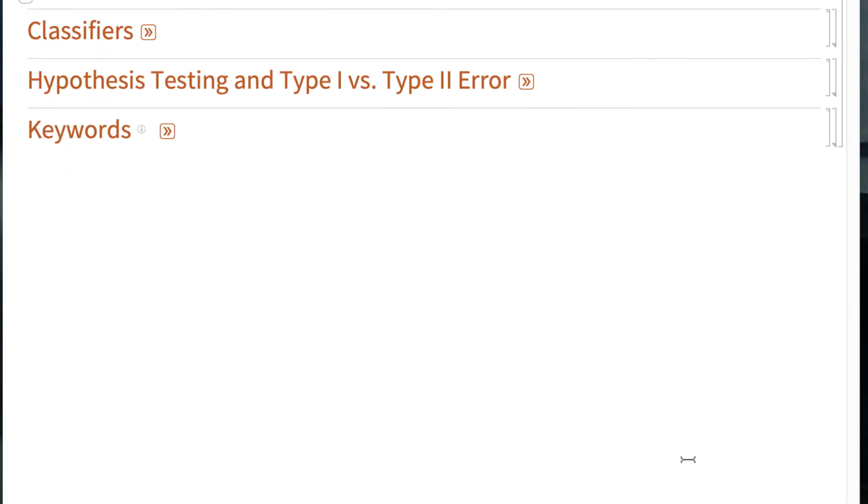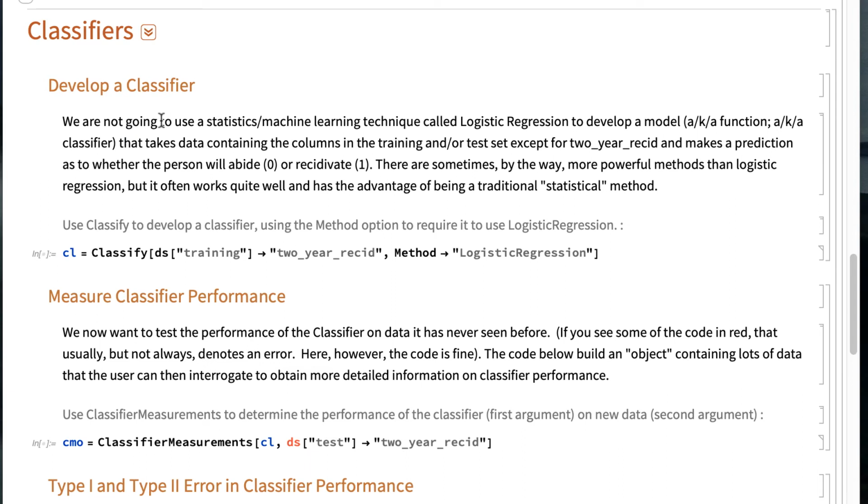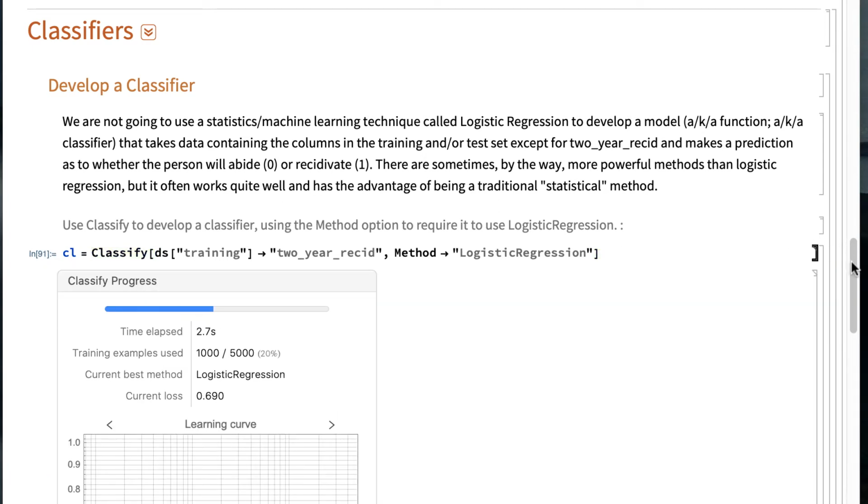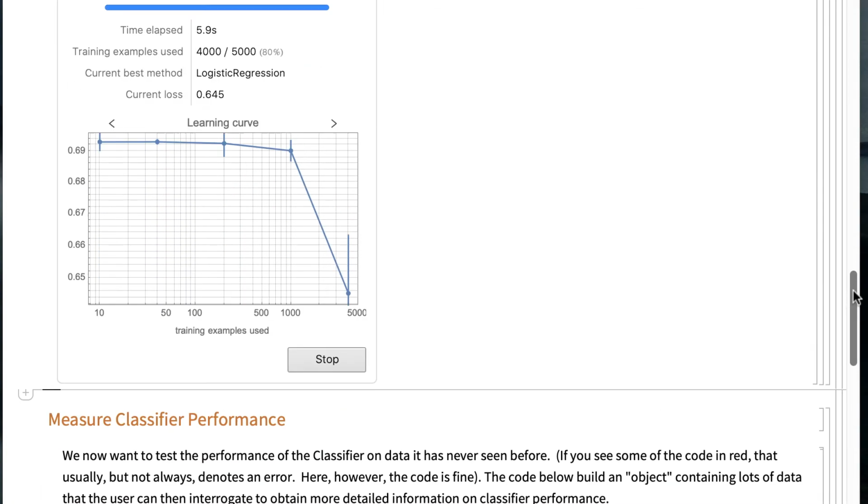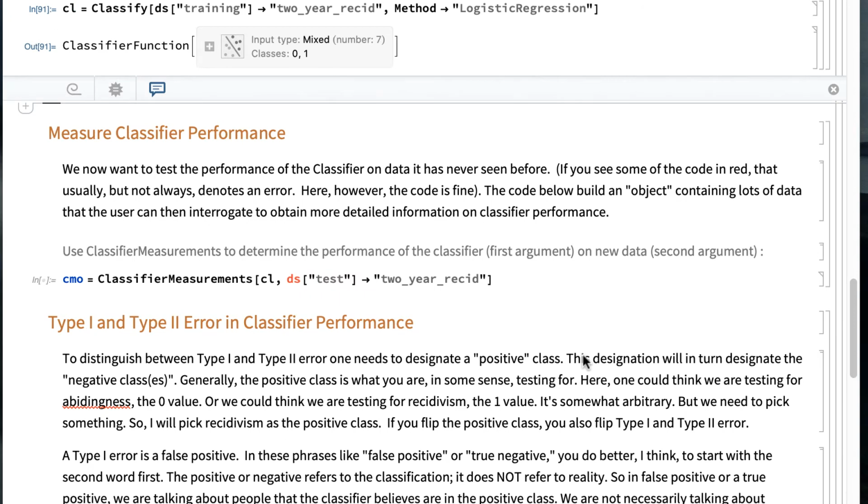Let's now look at some classifiers on that data. We're going to use a machine learning technique called logistic regression to develop a model that attempts to predict whether someone will recidivate or not. I don't need you at this point to worry about what logistic regression really is. Just treat it as a magical method that predicts, based on some data, whether someone will recidivate or not. So here we go. The machine is churning away, and it is getting close to done, and now it's done.